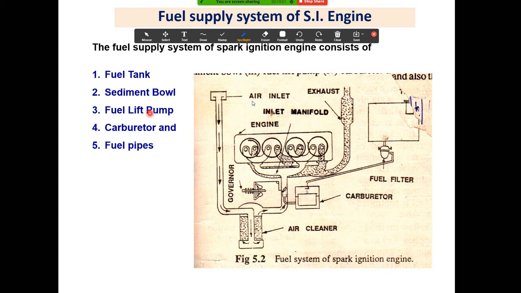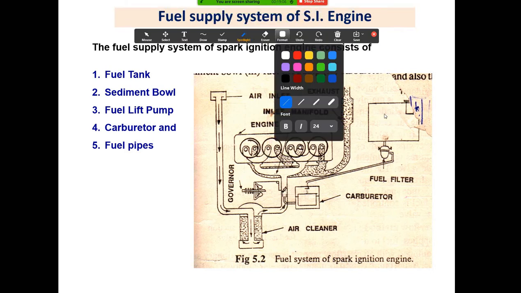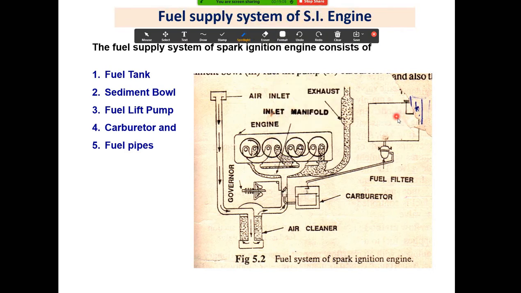Then fuel lift pump. Here you can see that the fuel tank is above the engine, so the fuel flows under the action of gravity, isn't it? This is the intake manifold, engines, governors, and carburetor. Okay, that fuel lift pump supplies the fuel from the fuel tank to the engine. Then carburetor, the main function of the carburetor is to prepare the air and fuel mixture in the correct amount.